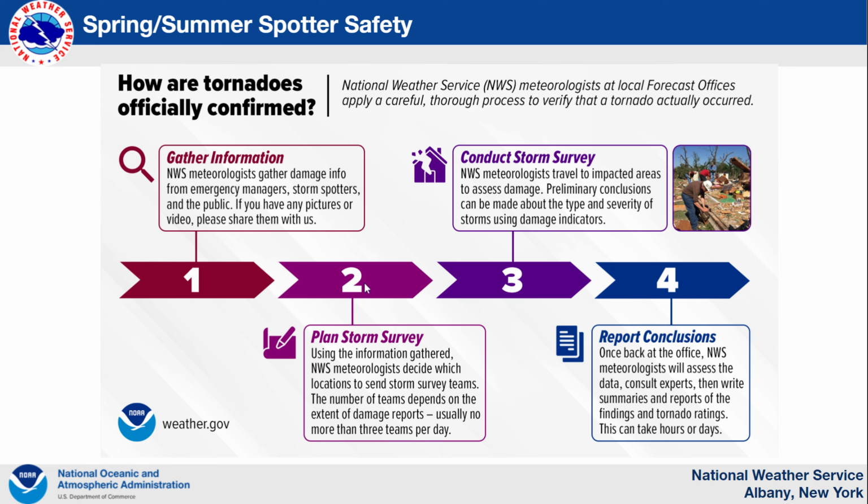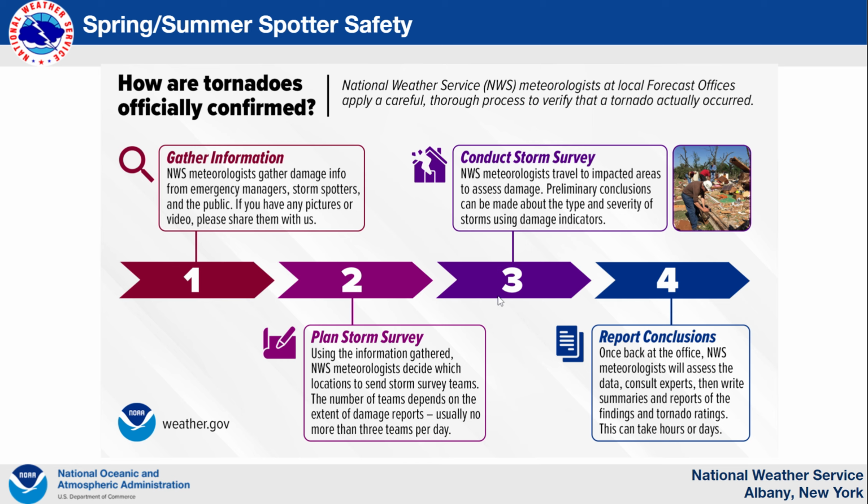Two, the plan of a storm survey. This is the storm survey. Using the information gathered, National Weather Service meteorologists decide which locations to send storm survey teams. The number of teams depends on the extent of damage reports. Usually no more than three teams per day are sent out.